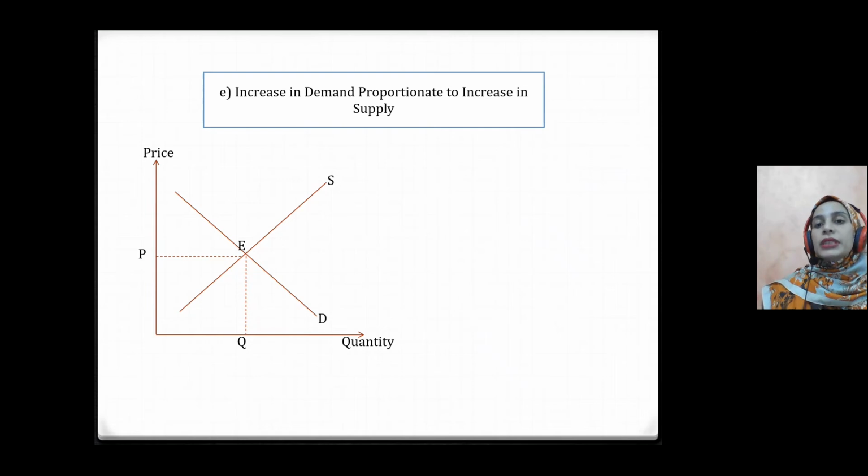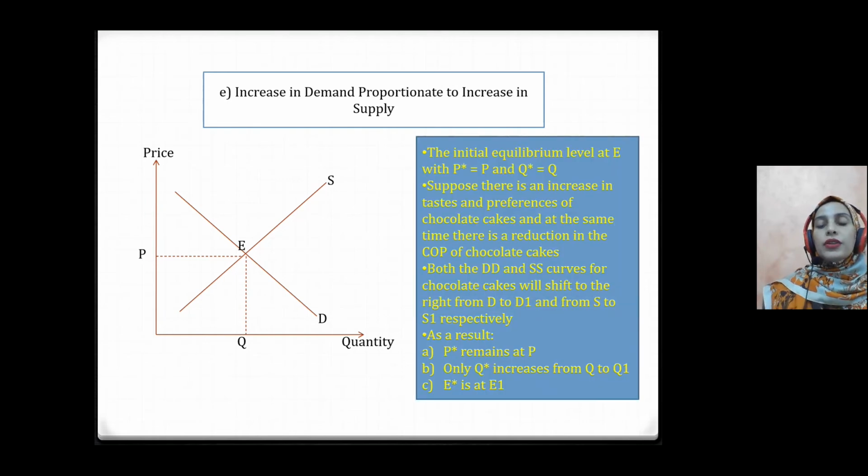Then we go to the simultaneous changes. So this is the increase in demand proportionate to increase in supply. All right. So if there is increase in the taste and preference of chocolate cake, so taste and preference is the determinant of demand. So when taste and preference increases, the demand for chocolate cake will also increase.